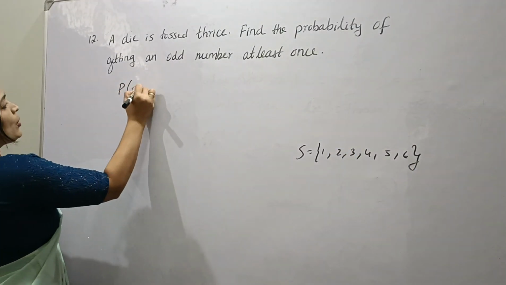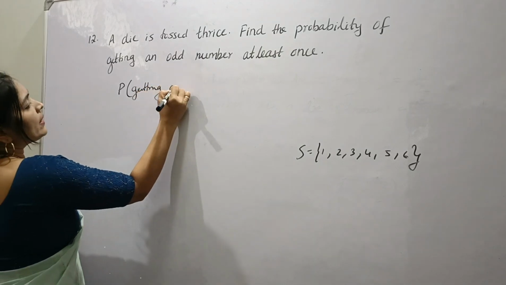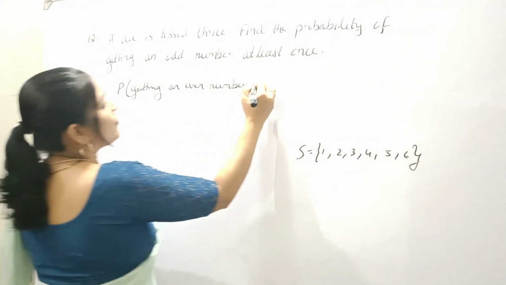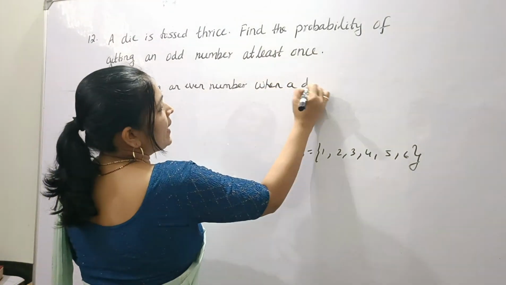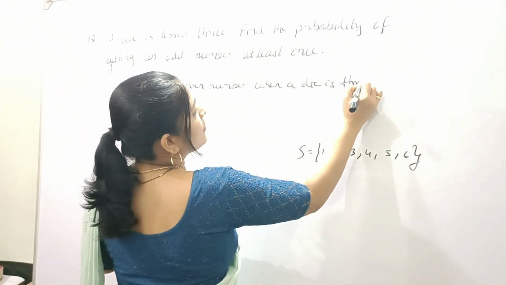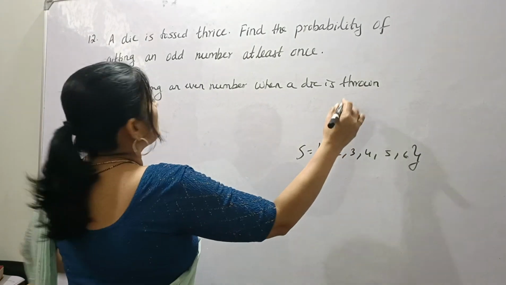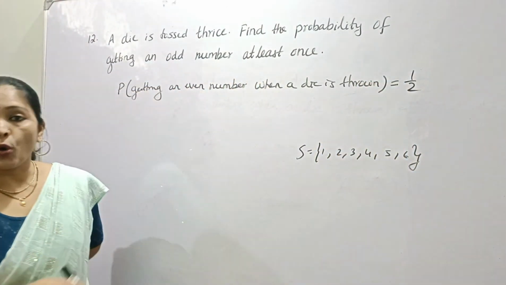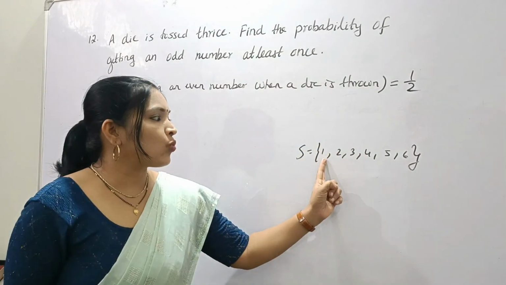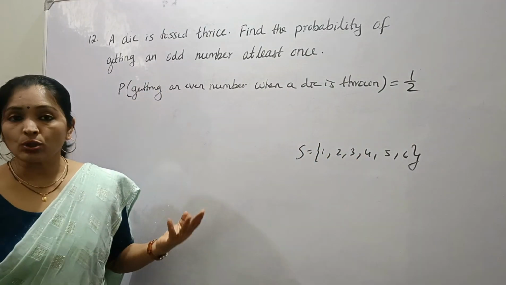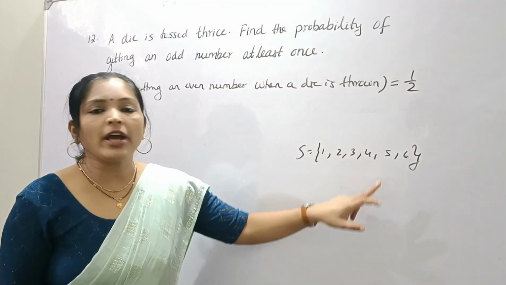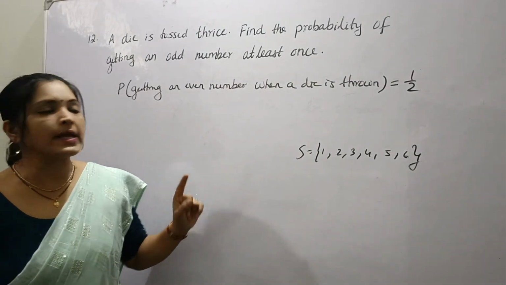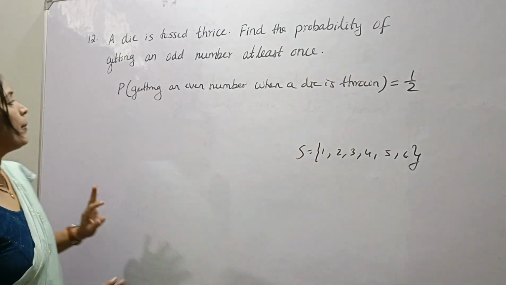Right? So, probability of getting an even number when a die is thrown is equal to 3 by 6, that is 1 by 2. Then what about odd numbers? See, odd numbers 1, 3, 5. That is also 3 numbers, right? So 3 divided by 6. Probability of getting an odd number when a die is thrown is 3 by 6. That is also 1 by 2.